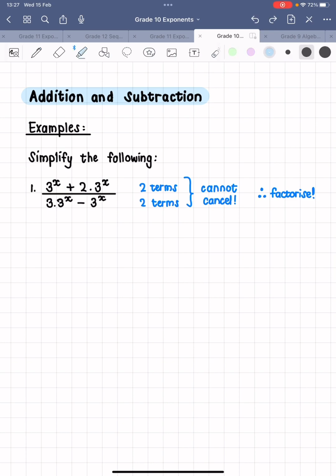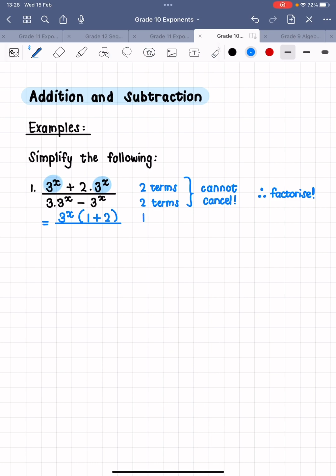Okay, so I'm hoping that we can notice that at the top, we have a 3 to the power of x in both of those terms. So I'm going to take that out as a common factor. So I'm going to say 3 to the power of x is my common factor. Remember, when we're taking out a common factor, we divide. So I'm going to say 3 to the x divided by 3 to the x is 1. And then from the second term, if I take away that 3 to the x, I'm going to be left with plus 2.